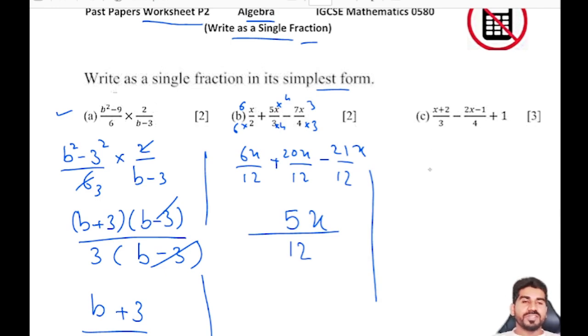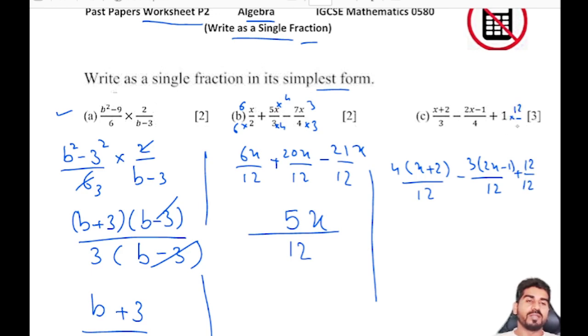Next is part C here, which is x plus 2 over 3 minus 2x minus 1 over 4. And again, you can see here, 3 fours are 12, so the LCM is 12. We can just multiply the numerator by 4. So here will be 4 into x plus 2 over 12. Then there will be 3 times 2x minus 1 over 12, and plus 1 over 1, which you multiply by 12, so it becomes 12 over 12.